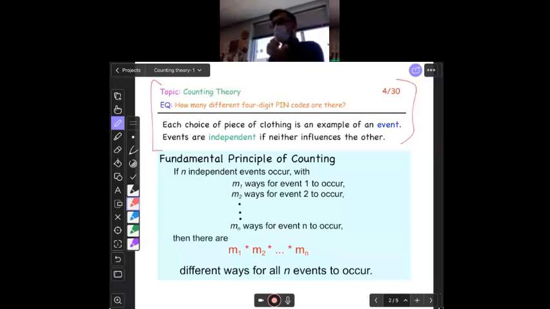Put the card back in, right? Did you get Jack? Nope. Oh, put it back in. I'm going to the next person. Now it's independent again.